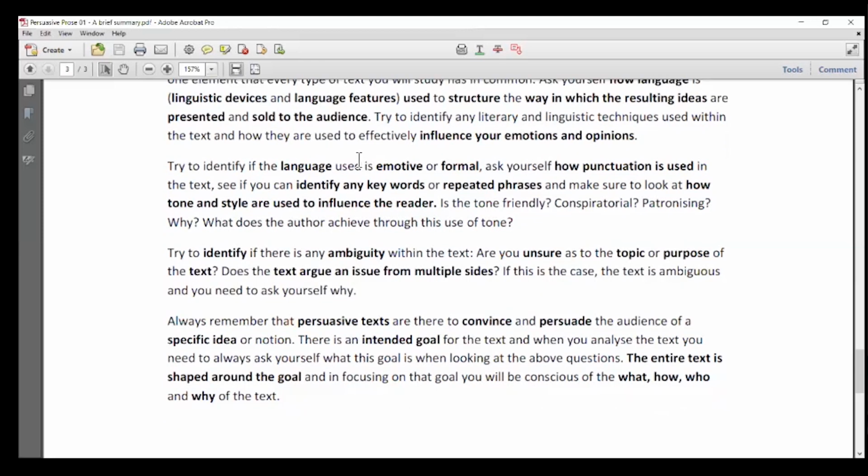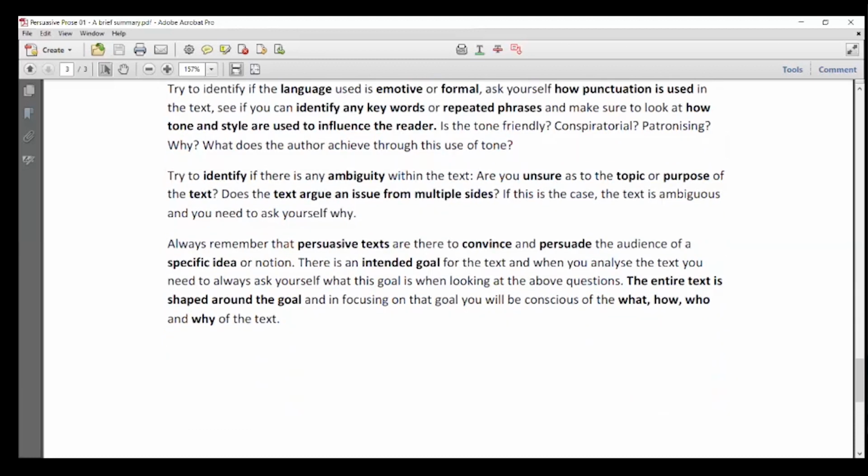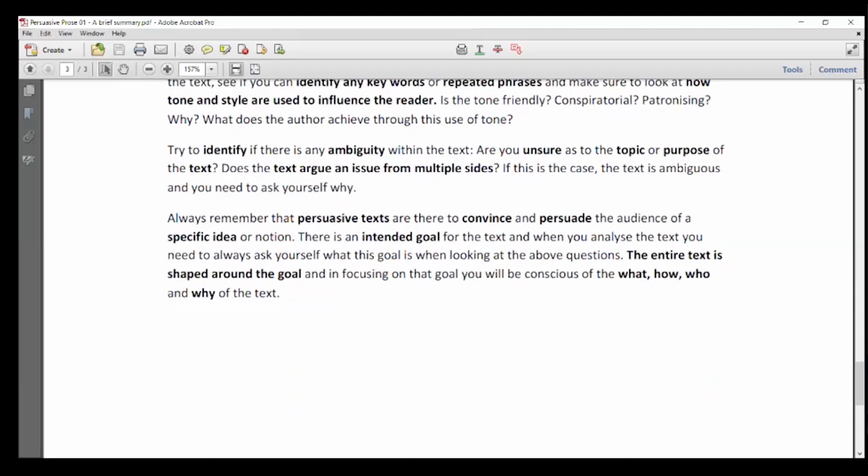Always remember that persuasive texts are there to convince and persuade the audience of a specific idea or notion. There is an intended goal for the text. And when you analyze the text, you need to always ask yourself what this goal is when looking at the above questions. The entire text is shaped around the goal, and in focusing on that goal, you will be conscious of the what, how, who, and why of the text.